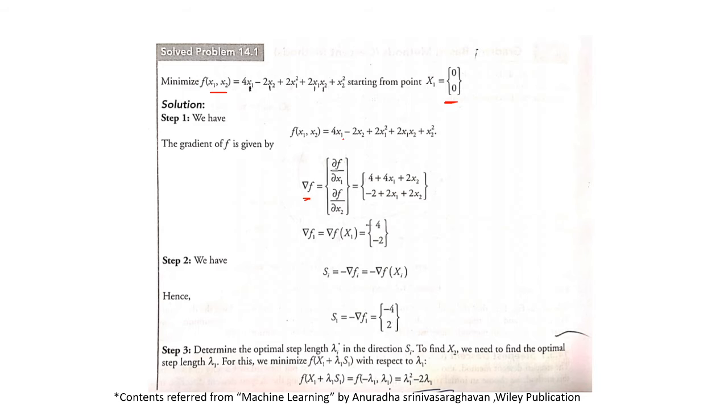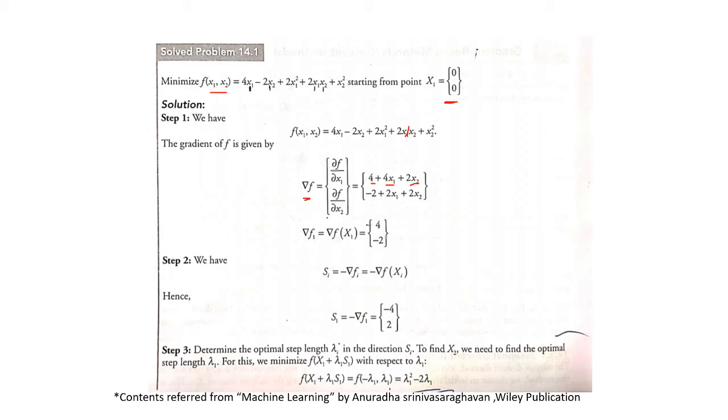So when we are differentiating with x1, here we will get 4, and then minus 2x2, this is a constant value, right? Again the 2x1 square becomes 4x1, and then 2x1 x2, so here x1 will vanish and we'll get 2x2. Now this x2 square again is a constant.